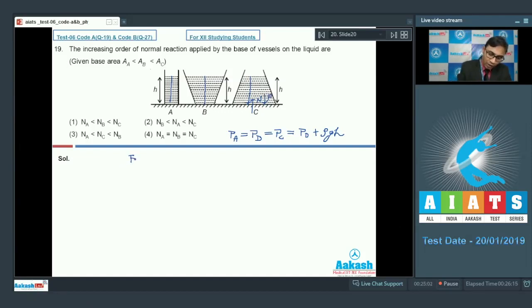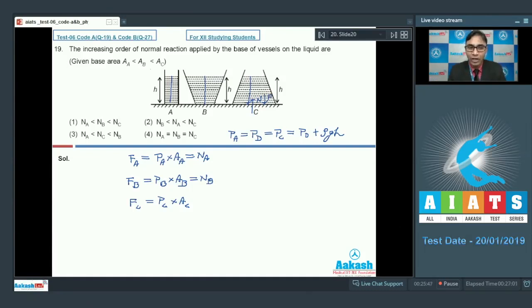So force at A will be equal to pressure at A into area at A. Force on B will be equal to pressure on B into area of B. And force on C will be equal to pressure on C into area of C. And this force will also be equal to the normal reaction. Why? Because there will be action and reaction, right? If the liquid applies force F on the base of the container, then the base of the container will apply an equal and opposite force, the normal reaction, on the liquid. So they will be equal.